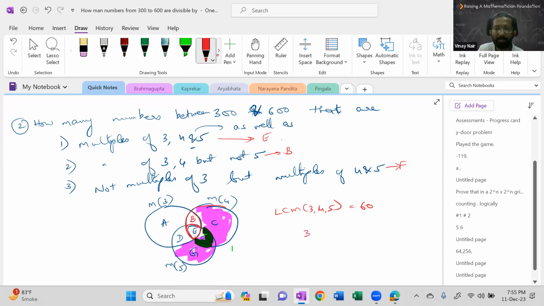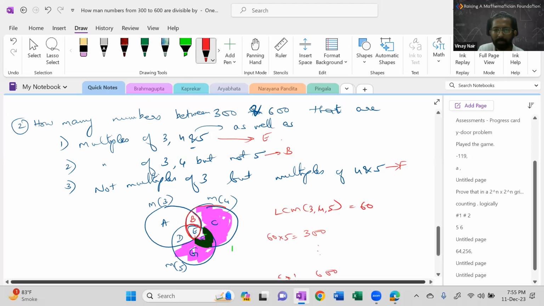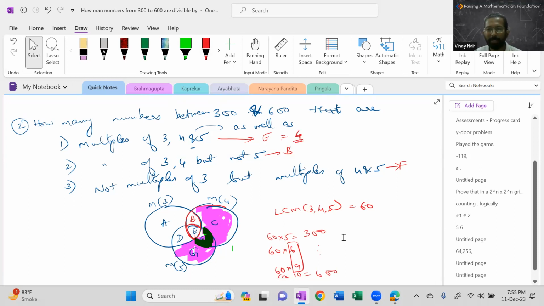Right. So let's say that I start with 300. I know 300 should not be counted, but I start with 300 and go to 600. 6 into 10 is, 60 into 10 is 600. So I need to look at 60 times 6 to 60 times 9. These are 4 such numbers. This will be 4. I think most of you got 4, but some of you said 3. If you said 3, the mistake you made was you did 9 minus 6. You should have done 9 minus 6 plus 1.